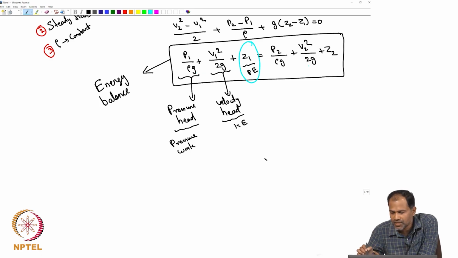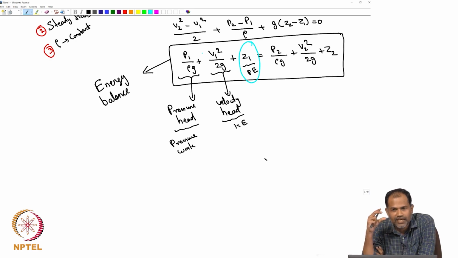So, this equation now is written in such a way that each term, such as pressure head, velocity head, all of them have the dimensions of length. So, we are really expressing energy in terms of length. For example, when you have potential energy, it is really dependent upon the height, at a particular height it is. Similarly, kinetic energy is expressed as a height, pressure work is also expressed as a height.